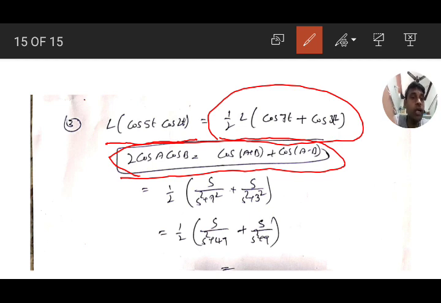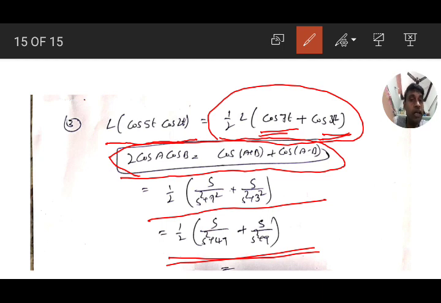cos of 5t plus 2t, that is cos of 7t plus cos of 3t. By using the formulas L of cos 7t and L of cos 3t, we get 1 by 2 into s by s square plus 7 square plus s by s square plus 3 square. By simplifying, we get 1 by 2 into s by s square plus 49 plus s by s square plus 9.